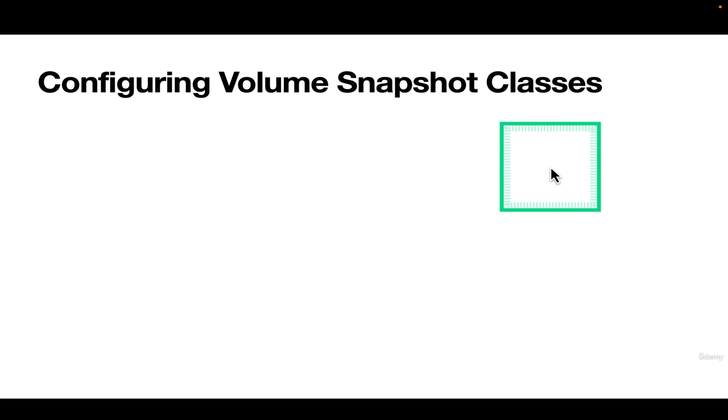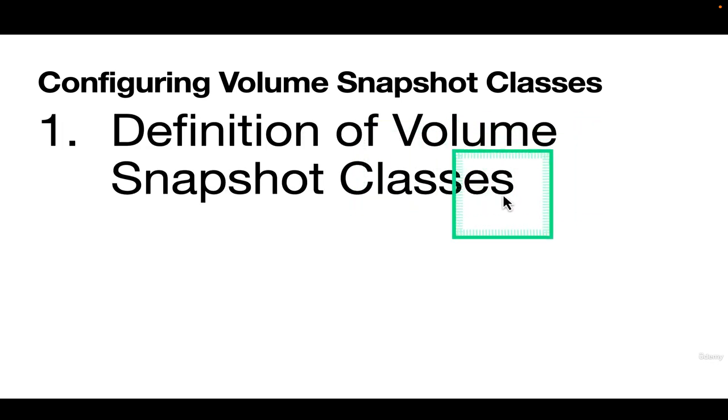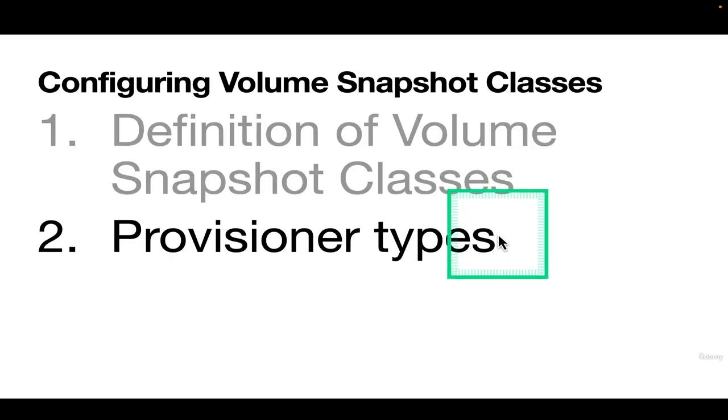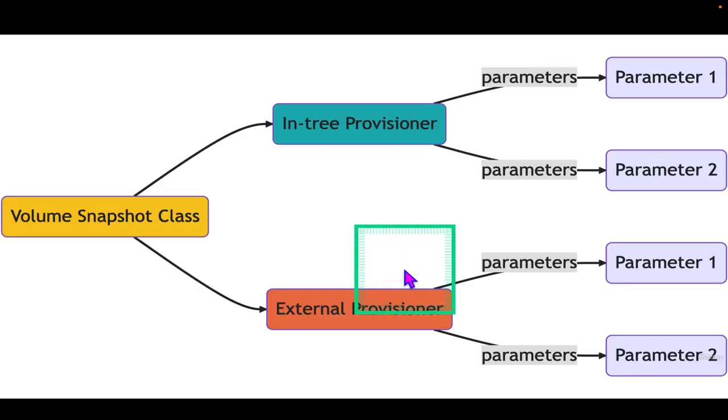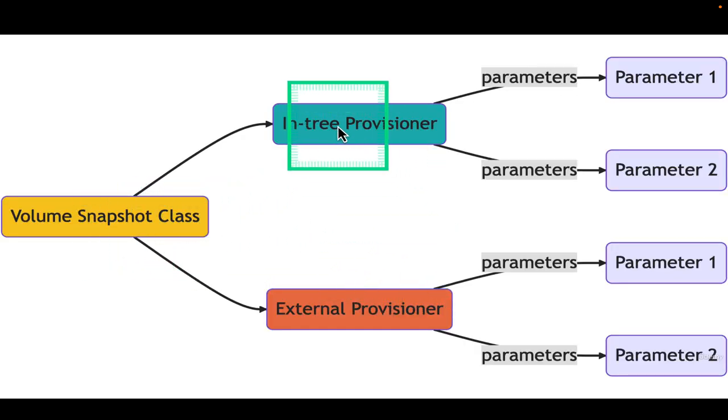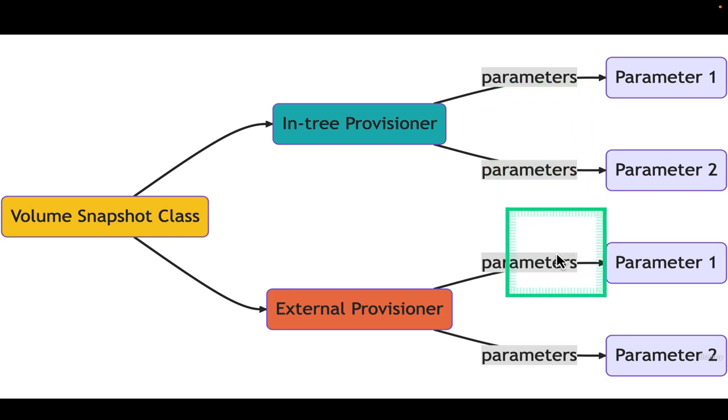Configuring volume snapshot classes. Volume snapshot classes define the provisioner and parameters used for creating volume snapshots. Provisioner types include in-tree, external, or no provisioner, same as before. And customizing volume snapshot classes. Customization options include specifying parameters specific to the provisioner and setting their deletion policy. So you have volume snapshot classes with an in-tree provisioner, and you just pass in the parameters to tailor it or create it at runtime as per the requirement. And same for the external provisioner, you just pass in the parameters.